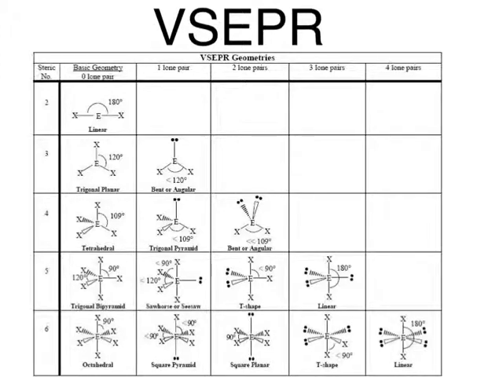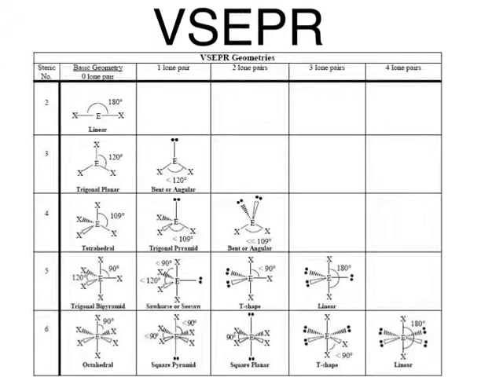VSEPR. And that's actually a theory, so it's valence shell electron pair repulsion theory. But we don't add the T because then it would be different. Actually, I kind of like that better. I'll see if my colleagues in the chemistry world agree.